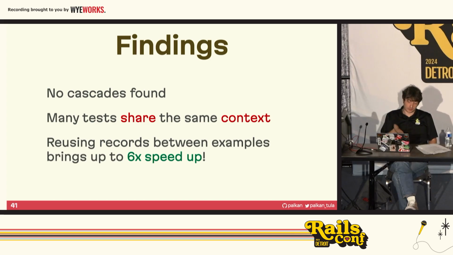What we found? Well, unfortunately, this code base has no cascades, and we didn't need to fix them. That's good. We considered the shared context pattern. We only replaced let with let it be, but eventually there is one more step. You can replace it with a fixture.